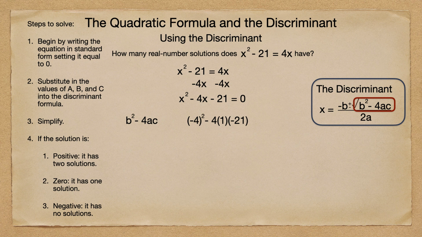Negative 4 squared becomes 16. Negative 4 times 1 is negative 4 times negative 21 is positive 84. 16 plus 84 is 100.